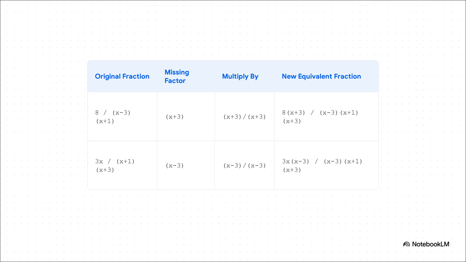You can see it laid out here. For that first fraction, the missing piece was x plus 3. So we multiply the top and bottom by x plus 3. For the second one, the missing piece was x minus 3. Now, the key here is that we're basically just multiplying by the number 1, right? Anything over itself is 1. So we're not changing the value, we're just changing how it looks.